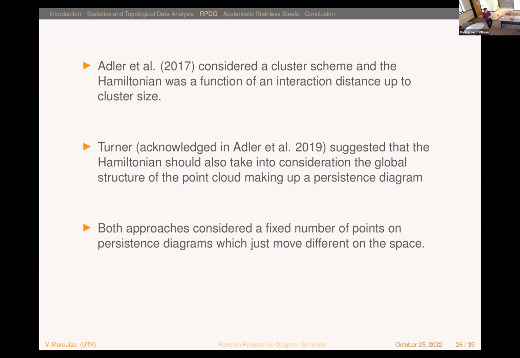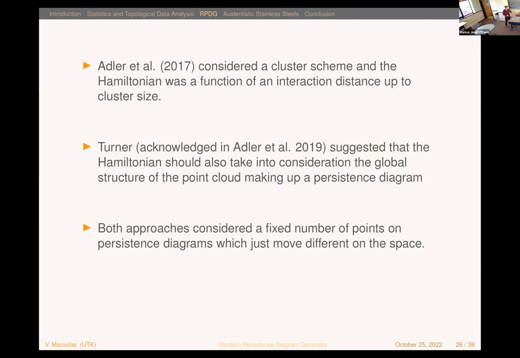Then in the subsequent paper that Catherine Turner had suggested, we should be looking also more at the global perspective of points that make up a persistence diagram. So they suggested a little bit of a variant of the original one, but both papers had basically an initial fixed number of points on a persistence diagram. And that can, in some applications, work just fine, but it could be very disadvantageous in other applications.